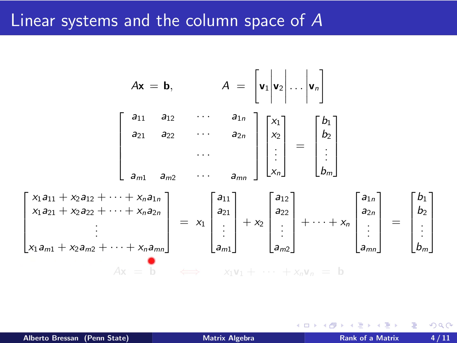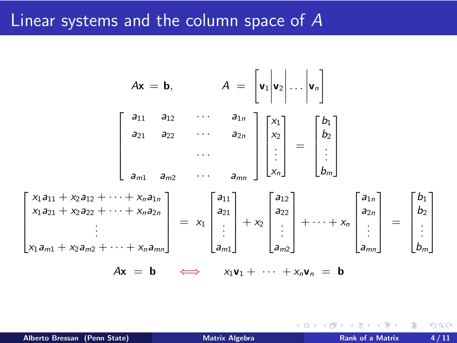So this product can be viewed as taking all the column vectors of A and making a linear combination with coefficients x1, x2, up to xn. And we want this linear combination in the end to equal this b vector that's given.